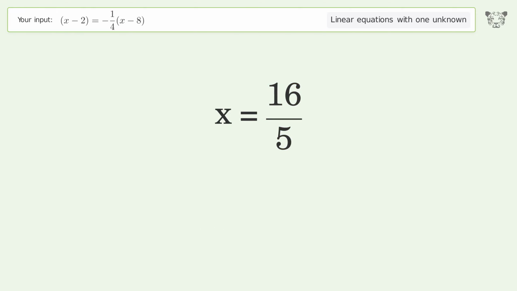And so the final result is x equals 16/5.